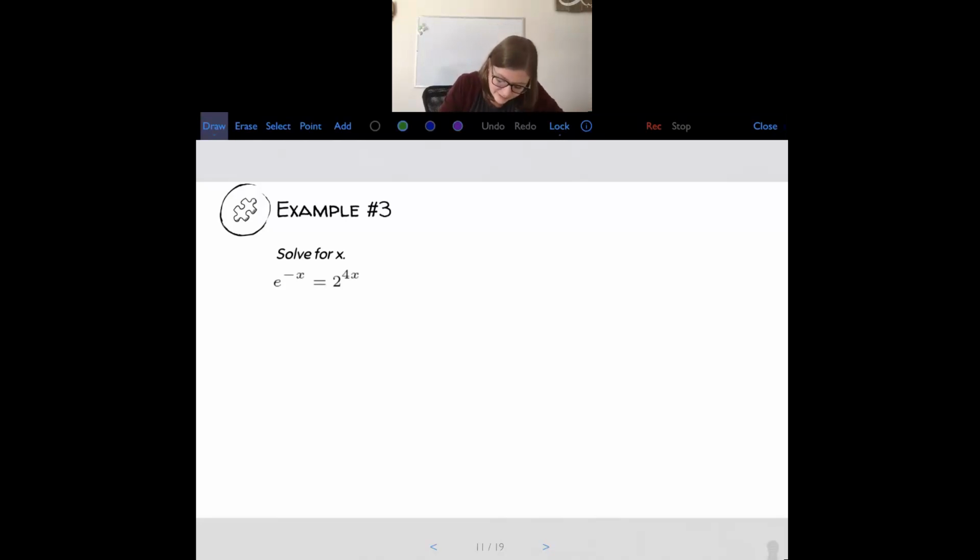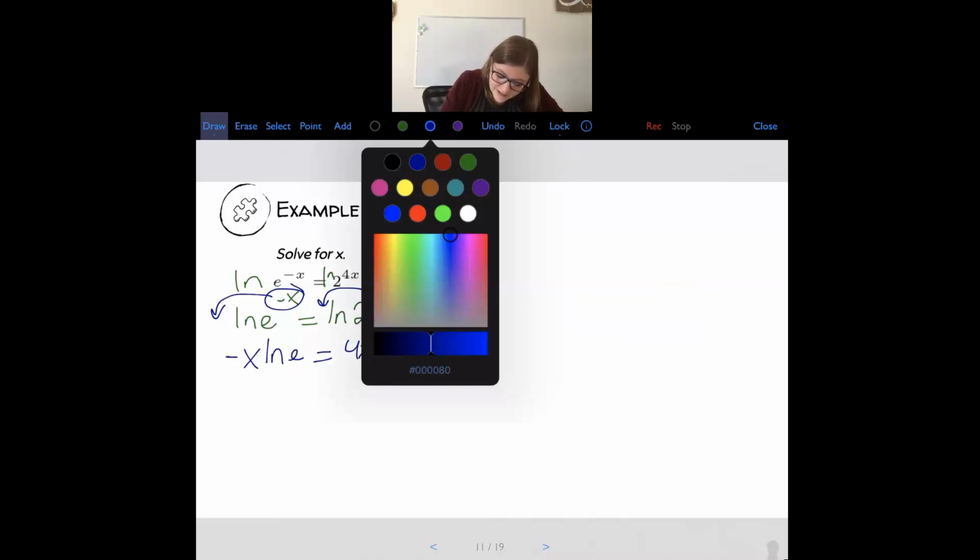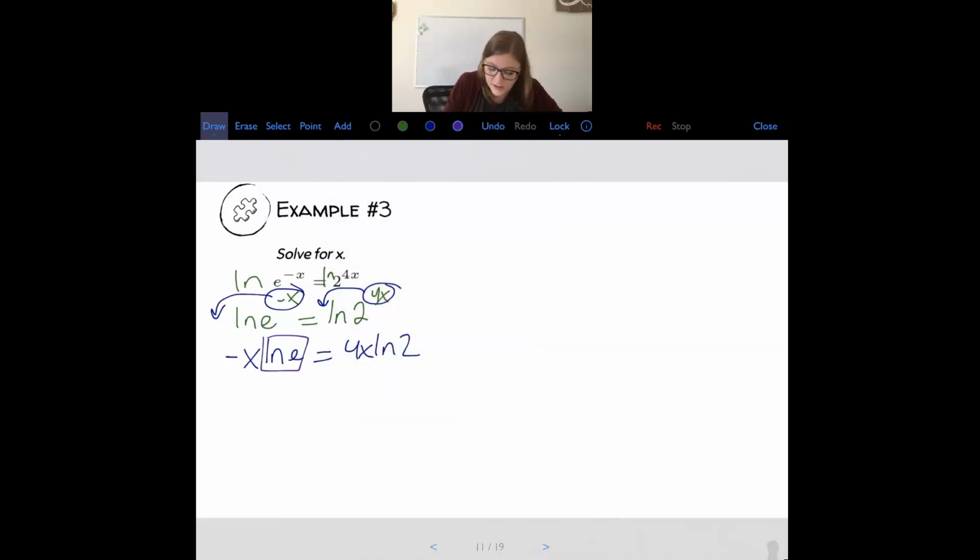So we take the ln of both sides. So we have ln of e to the negative x is equal to ln of 2 to the power of 4x. So using properties, negative x can come in front, 4x can come in front. So we have negative x ln of e is equal to 4x ln 2. Now the ln of e, if you remember, is just 1. So this is negative x is equal to 4x ln 2.